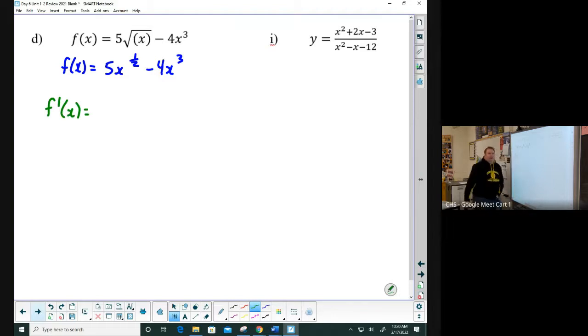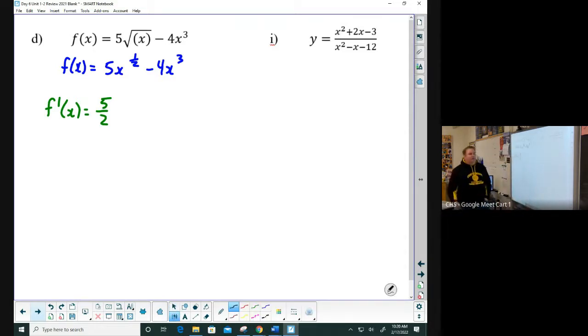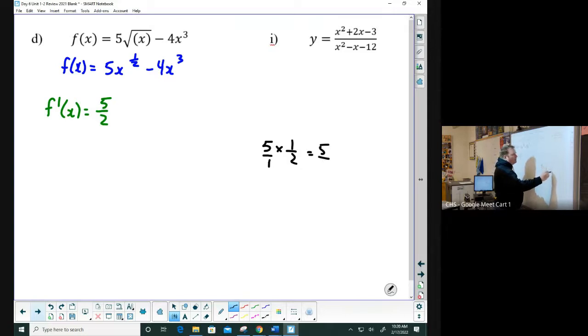I'm going to bring down the 1/2 and multiply it by 5. 5 times 1/2, that's 5 halves. I'd rather you write that as a fraction than the decimal, because if it's a third, you're going to get a really weird number. What was that math that I just did? 5 times 1/2, which is 5 over 1. Multiply the top and the bottom, it's 5 halves.